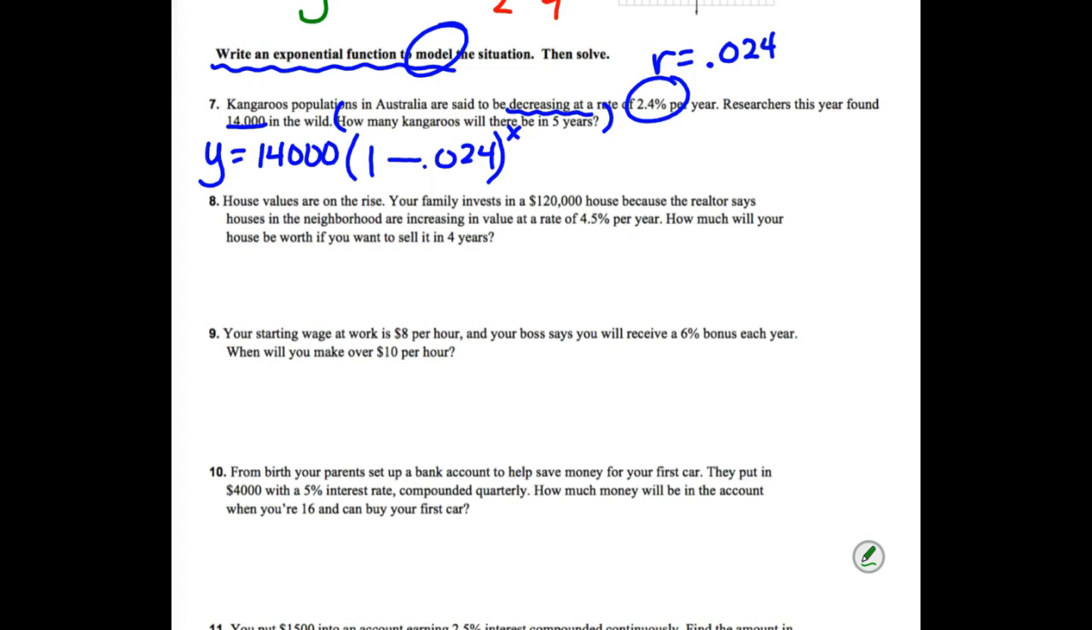Okay? In this case, we have our model now. We're going to use it to solve. So if I know that I have 5 years to do this, y would equal 14,000 times (1 minus 0.024) to the 5th power. Go ahead and grab your calculators. We are finding the number of kangaroos, so we would round to a whole number, and we should end up with 12,399 kangaroos.